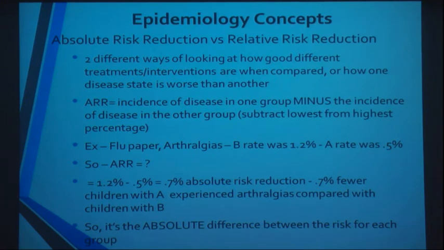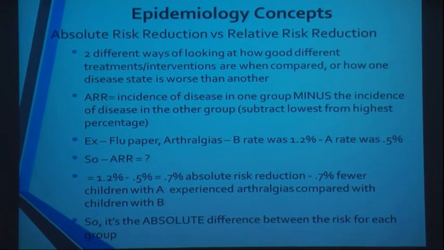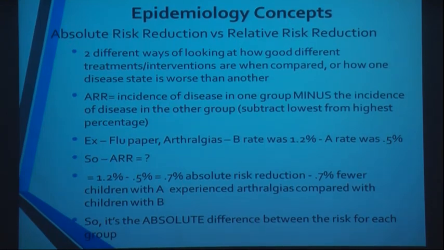Okay, so first of all, we have the absolute risk reduction. Okay, here's how you calculate it. You subtract the lowest from the highest percentage, looking at the incidence in one group versus the other. All right, so if you look back at that table, comparing influenza A and B and the arthralgias, okay, for influenza B, the rate was 1.2. Okay, for A, it was 0.5. Okay, so the absolute risk reduction, you simply subtract them. It's 0.7. What that means is 0.7% fewer children with A experienced arthralgia compared with children with B. Okay, doesn't sound real big, right? Even though, remember, it was significant in the uncontrolled analyses.